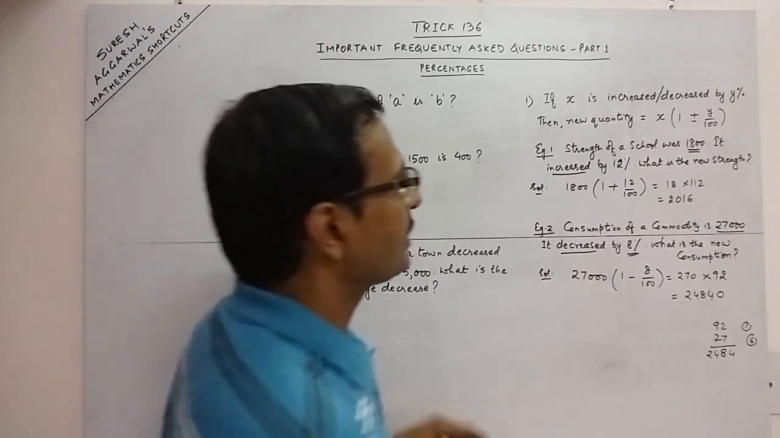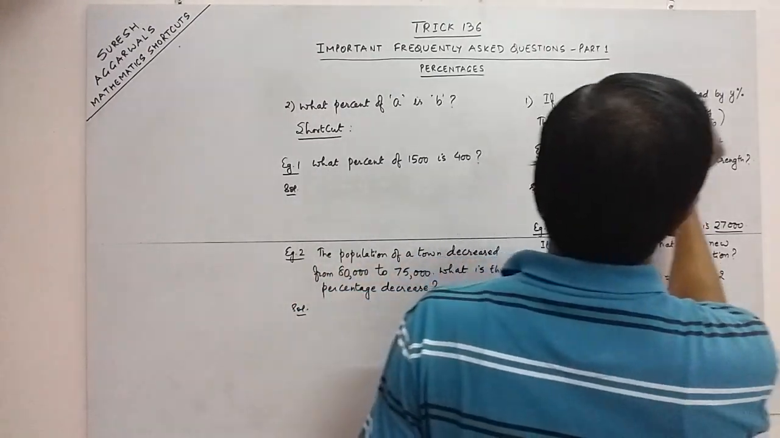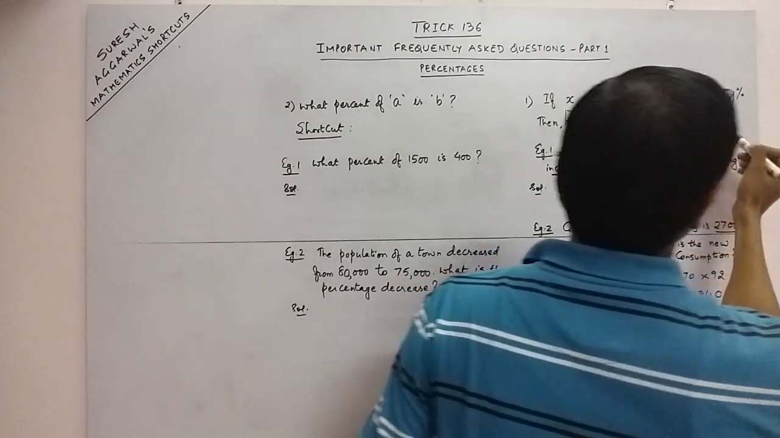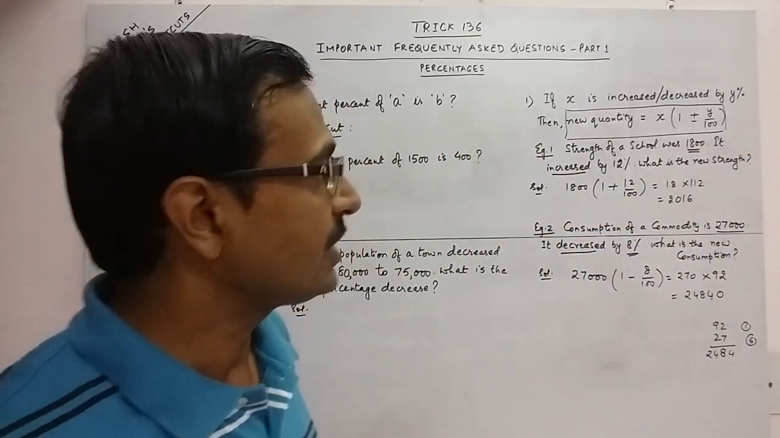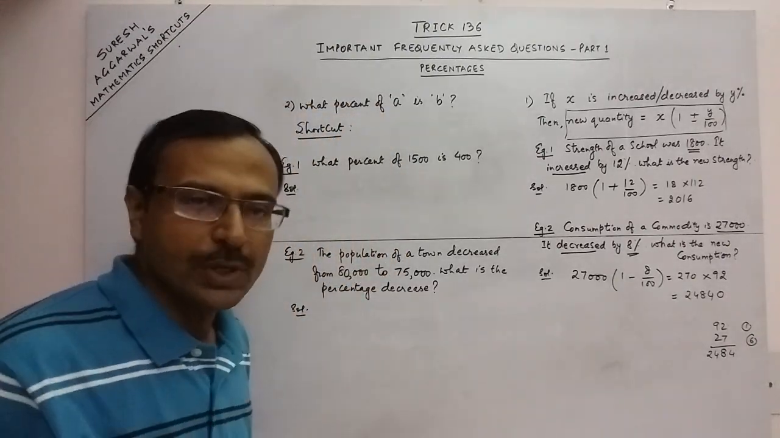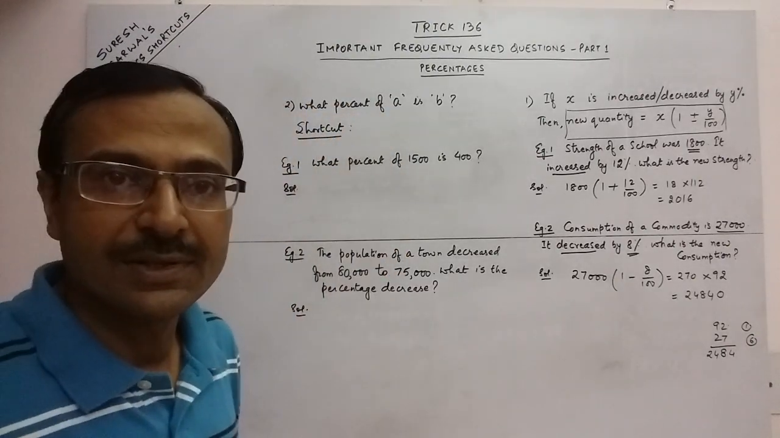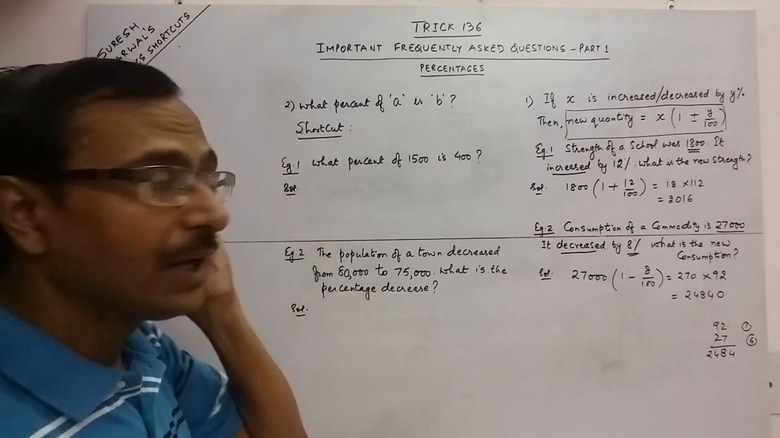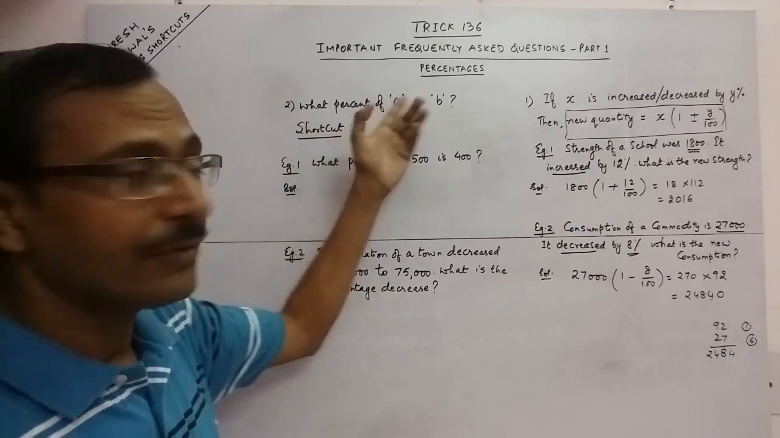So you see, using this simple shortcut will enable you to solve these types of problems in competitive exams in just a matter of 2 to 3 seconds only. Let us come to another type of problem based on percentages. Now this problem goes like this: what percent of A is B?